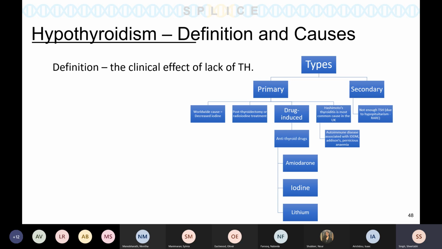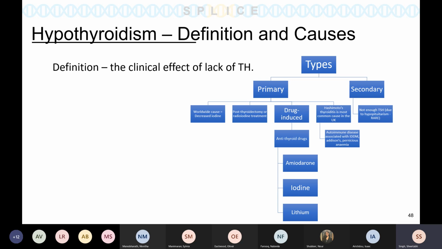So with reference to what I was saying earlier with developing countries, etc., the worldwide cause of hypothyroidism is decreased iodine. With regards to us in the UK, Hashimoto's thyroiditis is the most common cause. So this is an autoimmune disorder. Again, links in nicely with Addison's, stuff like type 1 diabetes, pernicious anemia, etc. And there are the other types there as well.